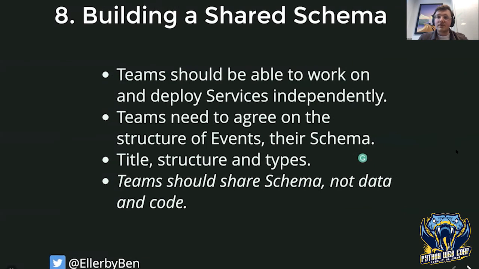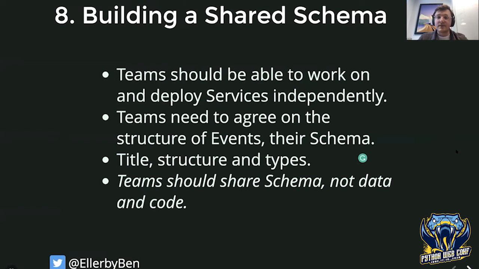The events that go across this bus will have a structure, and this is where that published interfaces part that was talked about earlier comes into place. Teams should be able to work independently to deploy their services, but they need to agree on the structure of the events that go between the services, and this is what we call their schema, generally a title, the structure, and the types of the different attributes of that event.